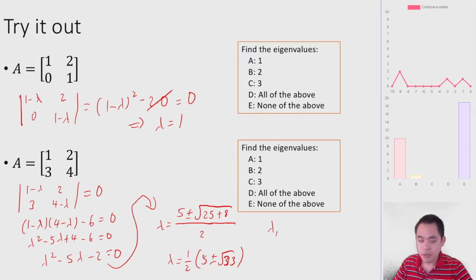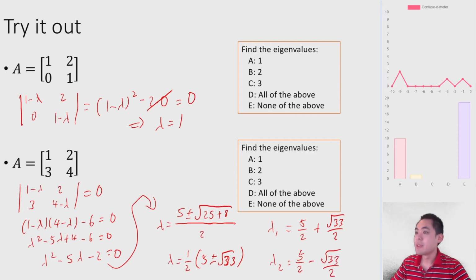So you can write these out. You can assign them arbitrarily, lambda 1 and lambda 2. So that's just a labeling. So lambda 1 is equal to 5/2 plus square root of 33 over 2, and lambda 2 is equal to 5/2 minus the square root of 33 over 2. And so the correct response is actually E, none of the above.